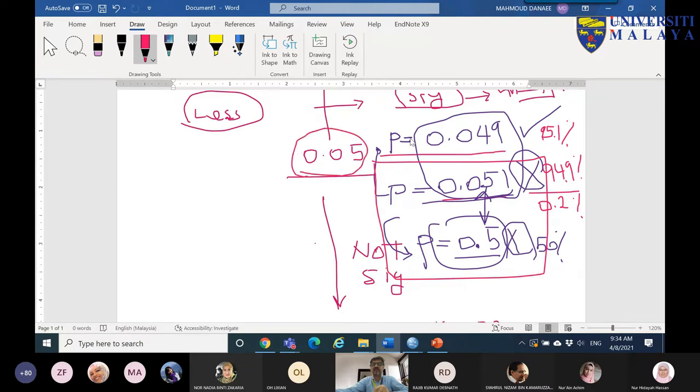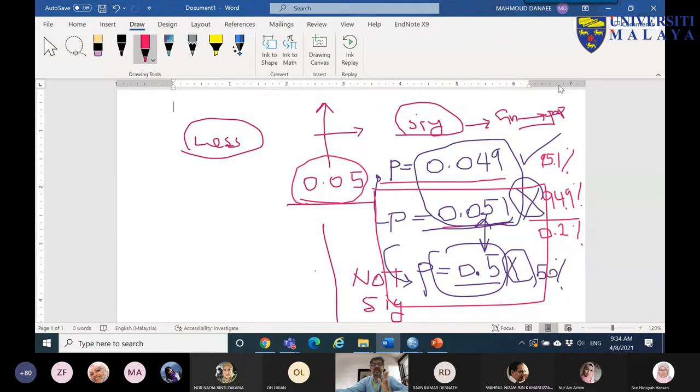Of course, you can say your answer is correct: this is 0.05, this is less, this is more, that's all. The thing is that it is a black and white judgment. So we have a cutoff point. If it's less, we say significant. If it's more, we say not significant.